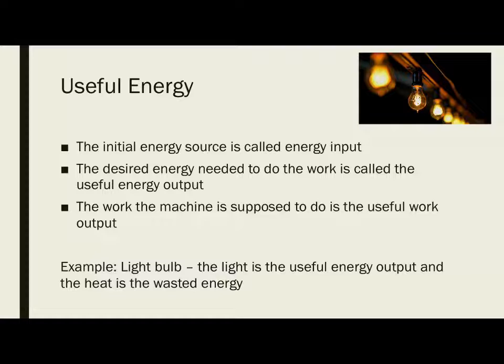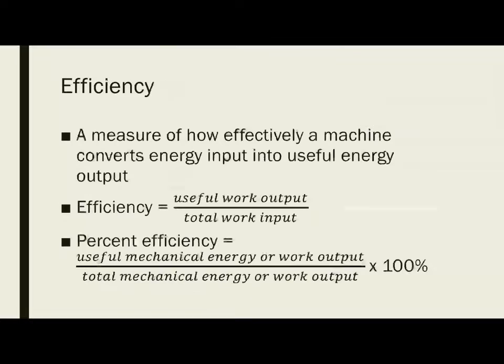So the initial source is called the energy input. So with a light bulb, that would be your electrical energy. The desired energy is called the output, okay? So whatever the output is just the work that the machine is supposed to do. So if we're talking about a light bulb, it's in the name, you need light, right? So anything that's not giving off light is not useful energy output, okay?